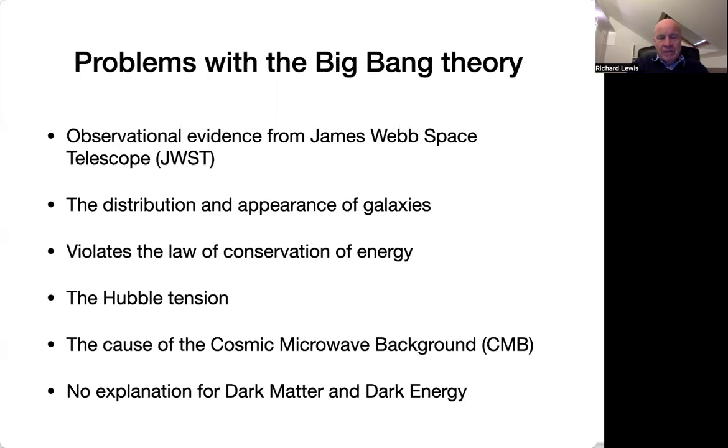The actual distribution and appearance of galaxies is not consistent with the prediction of a uniform distribution of galaxies in the universe, which would be expected from the Big Bang. The Big Bang violates the law of conservation of energy. The Hubble tension is a discrepancy in the measurement of the expansion of the universe. And the description of the cause of the cosmic microwave background from the Big Bang theory is most unsatisfactory. And we have no explanation for dark matter and dark energy.